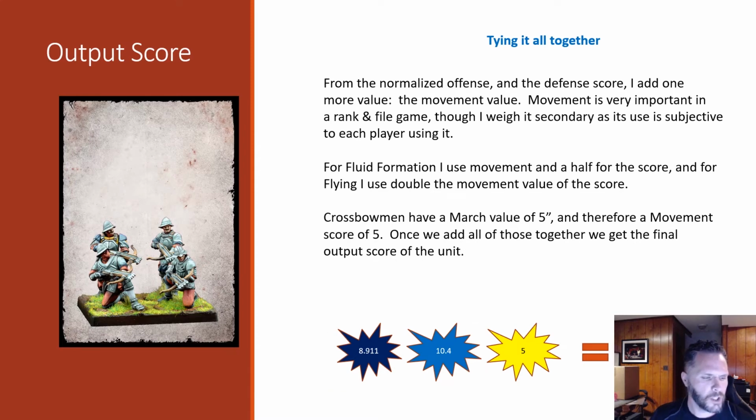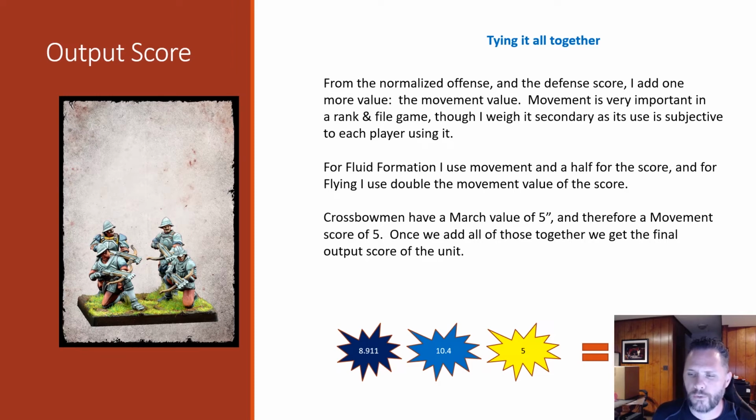All right, so I have 8.911 offense, 10.4 defense, and then I'm going to add their movement score. The movement score I do not normalize because I want it to be a secondary score. I do not weight movement the same as offense and defense because movement has a lot more intangibles applied to it. Just because a unit can move 50 inches doesn't mean that the player is going to be able to use that appropriately. Whereas clash score, it doesn't matter what your skill is. If I've got 10 attacks and I have a clash value of 2, I know that I'm going to hit 1 in 3 of those attacks, always.